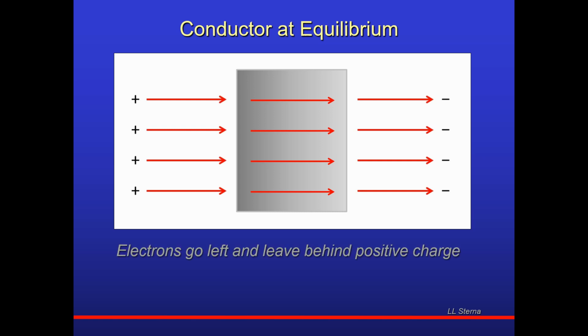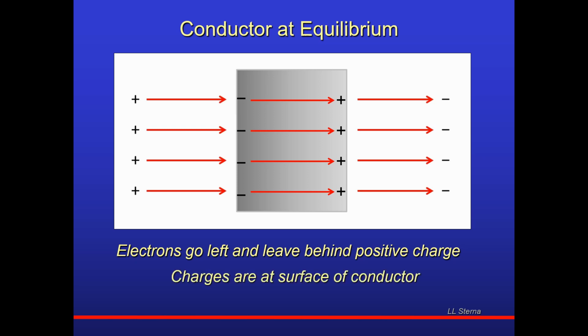What will happen? Remember, the positive metal ions are not free to move, but the electrons will move opposite direction of the field. Therefore, electrons will move from the right side of the conductor to the left side of the conductor. They will leave behind on the right side the positive metal ions. And so we have a condition where we have negative charges on one side of the conductor, positive on the other side. Note that these charges are at the surface of the conductor.